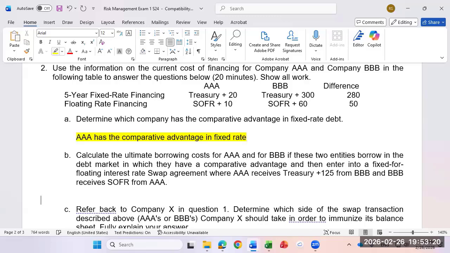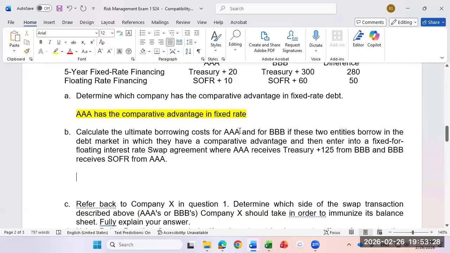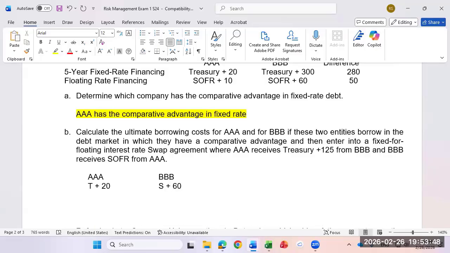You're going to do the swap. If you look at the question, it tells you they're going to borrow where they have the comparative advantage. So we already know that for AAA, they're going to borrow fixed rate, T plus 20, and BBB is going to borrow floating rate. It's SOFR plus 60. We already know that because they're going to be in their comparative advantage. And then we do the swap.